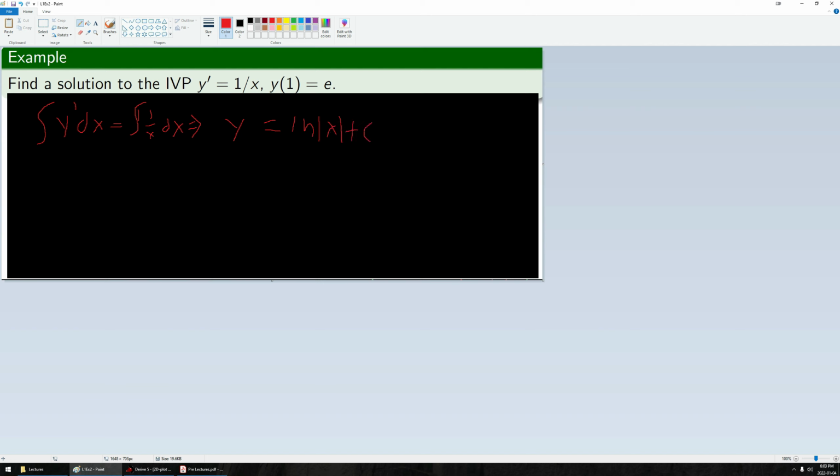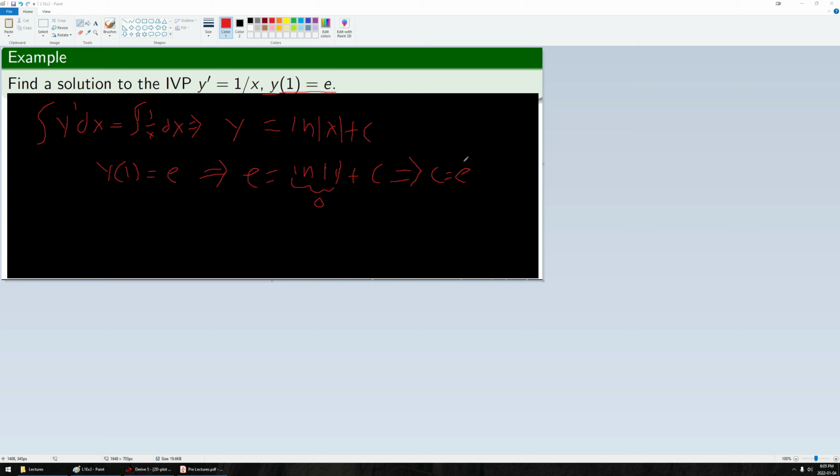Okay, so that was pretty straightforward. Now, how do I use this initial data? Since y of 1 is equal to e, why don't I just plug that in? Using my initial condition, y of 1 is equal to e implies that e is equal to ln of the absolute value of 1, or just 1, plus c. ln of 1 is just 0. So this tells me that c is equal to e.